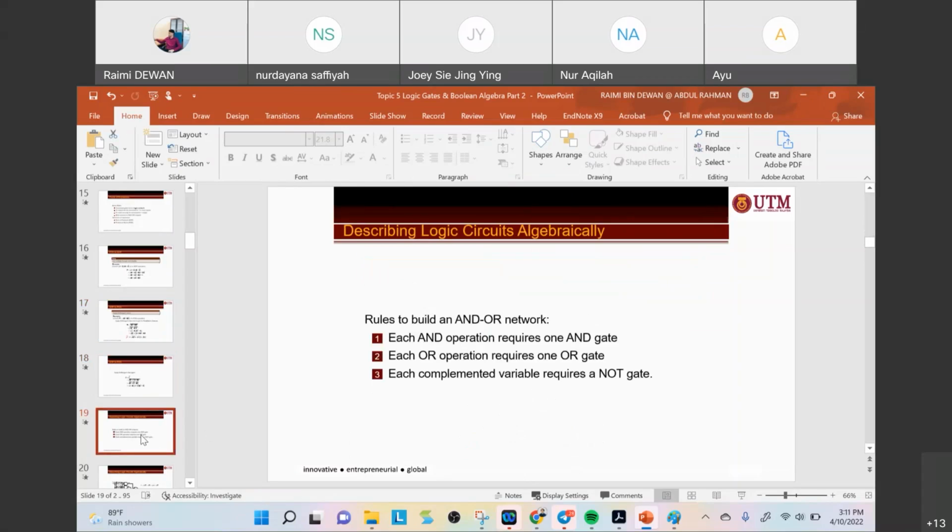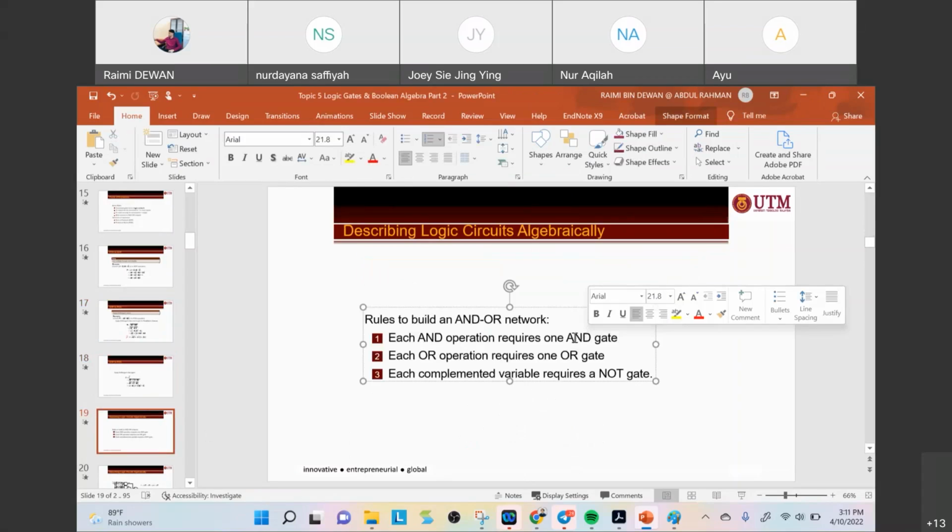Okay, now describing logic circuit algebraically. Rules to build an AND-OR network. It can be an OR or AND network. Each AND operation requires one AND gate. Each OR operation requires one OR gate, and each complemented variable requires a NOT gate. This is actually understandable. If you have an AND operation, you will use an AND gate. If an OR operation or sum, you will use an OR gate. Complemented is also like inverted.